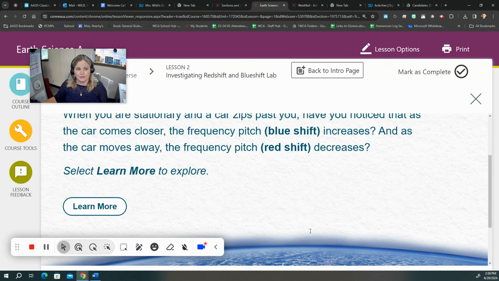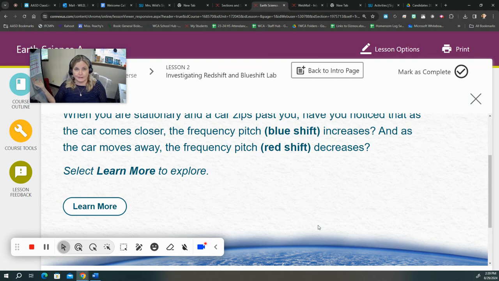A red shift occurs when an object is moving away from you, and a blue shift occurs when an object is moving towards you. That's how we see the changes in light. So if an object is giving off light, the light from that object will blue shift if it's moving towards you, and it will red shift if it's moving away from you. We can also observe the Doppler shift with sound. You probably are more familiar with this.